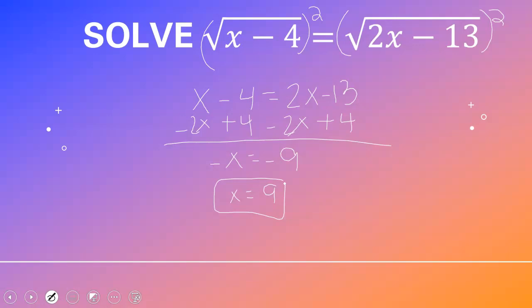Once we get your answer, you should just check to make sure that answer is in the domain. So like here, if you have this positive square root equal positive square root, as long as 9 is in your domain, then it's going to work because you're not worrying about a positive equaling a negative. So 2 times 9 is 18. 18 minus 13 is root 5. 9 minus 4 is 5. So square root of 5, in fact, equals the square root of 5.